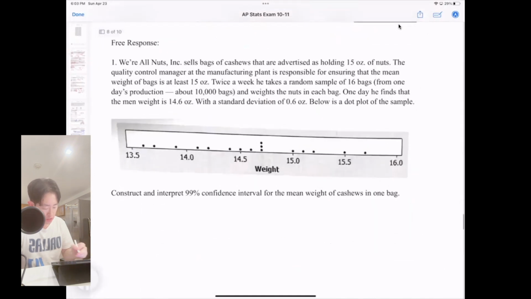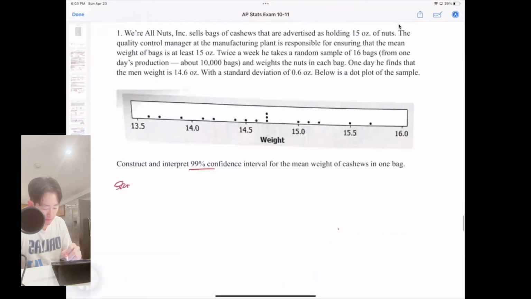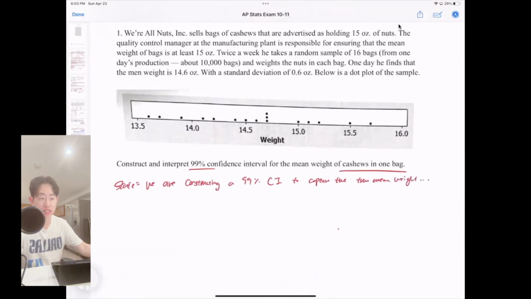Okay, so let's do a free response question. Construct a 99% confidence interval. So state: we are constructing a 99% confidence interval to capture the true mean weight of cashews in one bag. You guys get the idea.